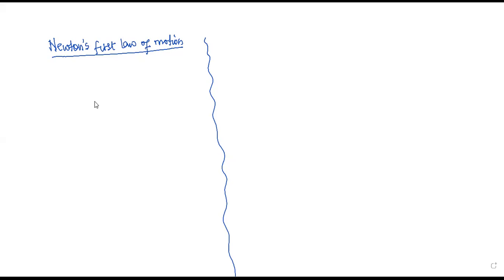In other words, a change in the velocity of a body is caused by a force.